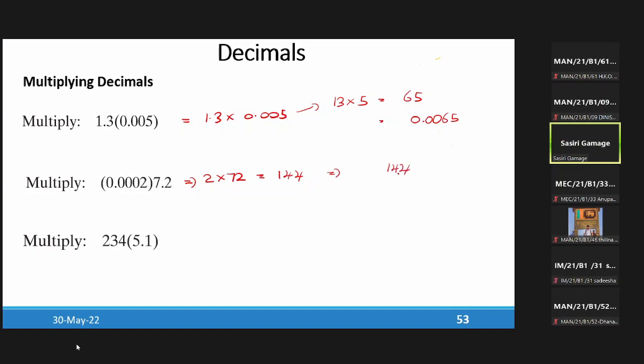Then our answer is 144. Then we have to keep 5 decimal places. When we keep 1, it is 14.4, 2, 1.44. When we keep 3 decimal places, 0.144. When we keep 4 decimal places, 0.0144. When we keep 5, 0.00144. This is the answer. Okay. You can try this one later. Last one.